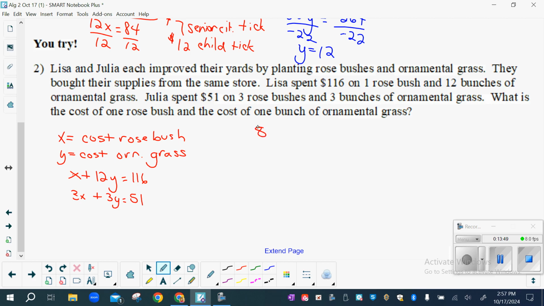$8 for a rose bush and 9 for the green. You got the green better. I did it.